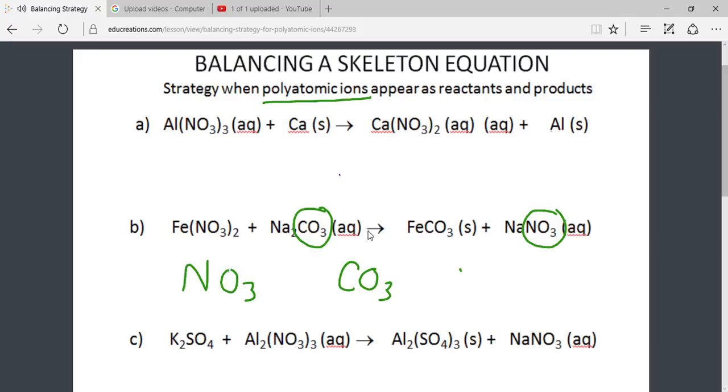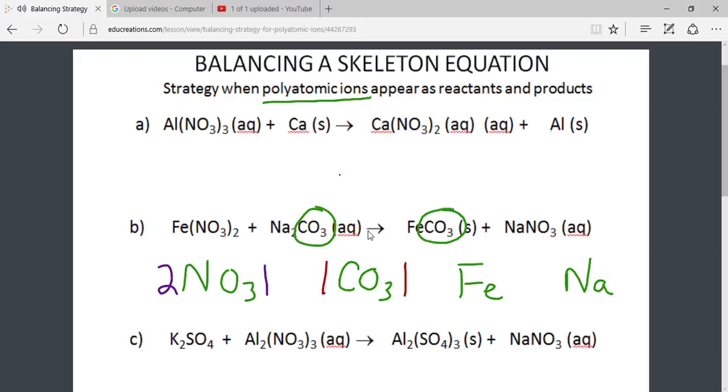You must also recognize that the element iron and the element sodium are present on each side of the equation. One could take an inventory before beginning to balance the equation, although it's not always necessary. Let us inventory what's going on here. On the reactant side, we see that there are two NO3 ions. However, on the product side, since NO3 is not in parentheses, it reveals there is only one of them present. When looking at the carbonate ion, or CO3, we can recognize that there is only one of them on each side of the equation.